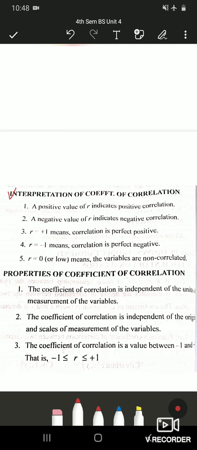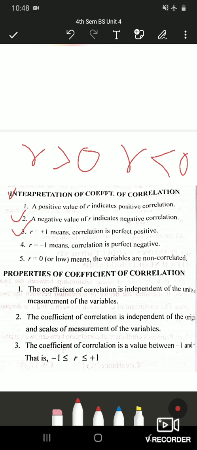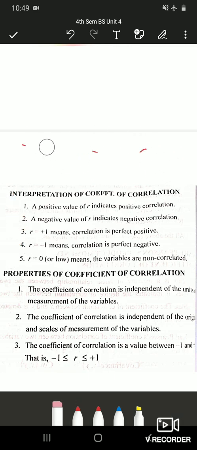A positive value of r indicates positive correlation. That is, if r is greater than 0, we say that it is a positive correlation, and if r is less than 0, then we say that it is a negative correlation. That is, if you get r as a negative value, we say that it is a negative correlation. If r is exactly plus 1, then it means perfect positive correlation, and if r is minus 1, then we say it is perfect negative correlation, and if r is 0 or very low, then we say that the variables are non-correlated. So all these 5 points are very important to interpret each and every problem. You have to know these 5 points.